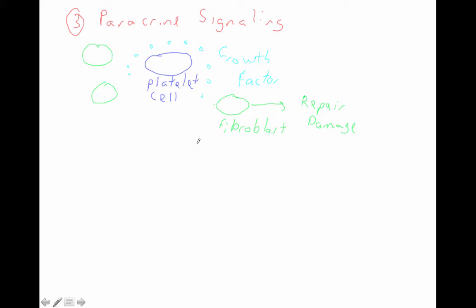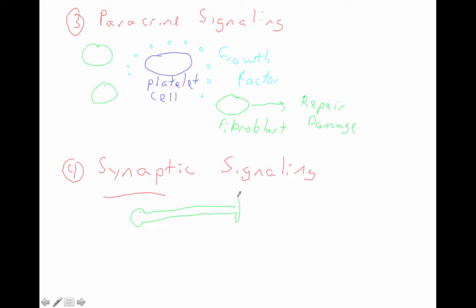Okay, let's move on to our last one. And our last one is synaptic signaling. This is a very specialized one, and it involves neurons. So here we have our nerve cell. Nerve cells are really long cells. And in this case, we're going to call this one our presynaptic neuron. And then over here we have our target. And let's draw it like so.